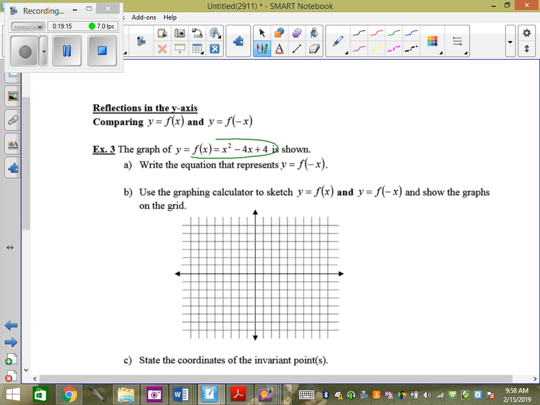So we want to regraph that graph we had. The same graph. I think that's the same graph. Is it the same graph? Should be. 2, 0.